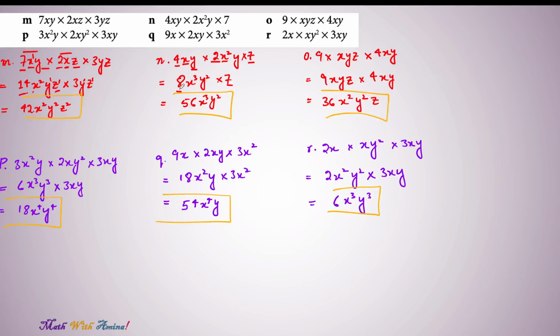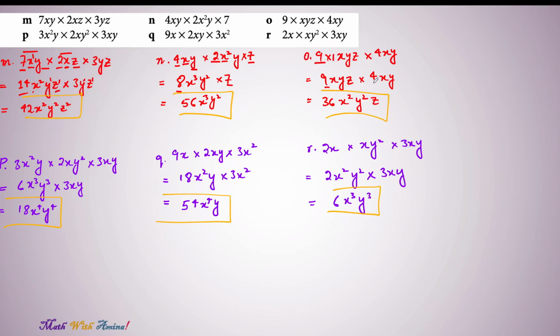Since 7 is getting multiplied with 8x cube y square, it would become 56x cube y square, because we do not have any other variable in here, so we will write these variables as it is next to 56. 9 multiplied by xyz multiplied by 4xy: the coefficient of the variable is 1, so 9 multiplied by 1 is equal to 9xyz.